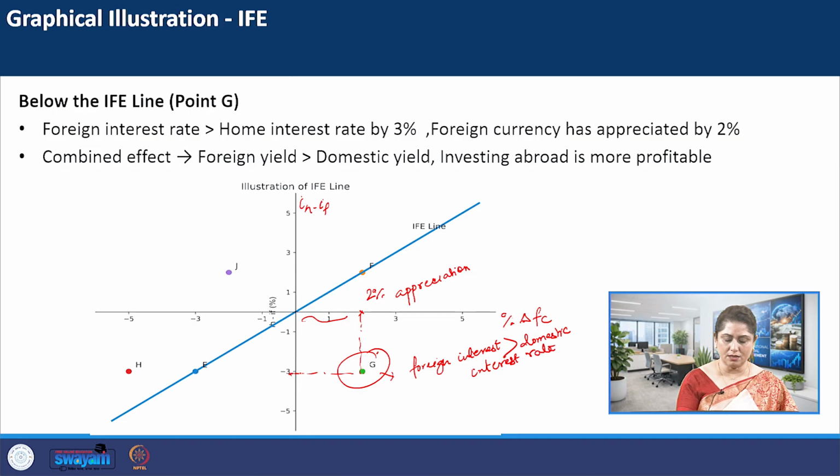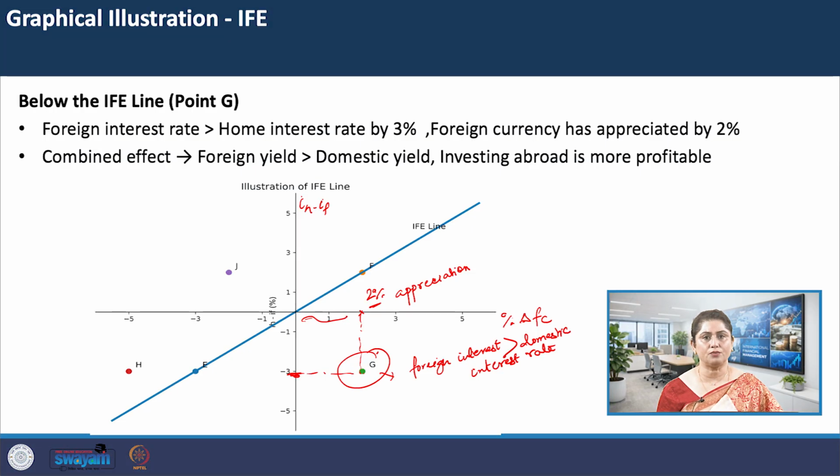That is why it is in the minus side here, and there is an appreciation of 2% in the foreign currency. Now here it means that if we see the combined effect, then the foreign yield is greater than the domestic yield. Investing abroad is more profitable. Now think about this, what it means.